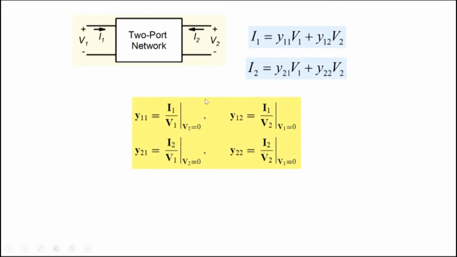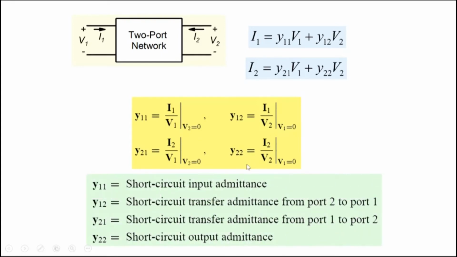And as usual, if you want to determine Y11, well, then you put V2 equal to 0. You short the output, and then you take these ratios here. And similarly, once you put V2 equal to 0, if you look at the second equation, I2 by V1 will give you Y21. Next case, you short the input side here, V1 equal to 0 here, apply an output V2 here, and then you'll get I1 by V2 and I2 by V2. So you can determine all of these things there. And similarly, they have their names.